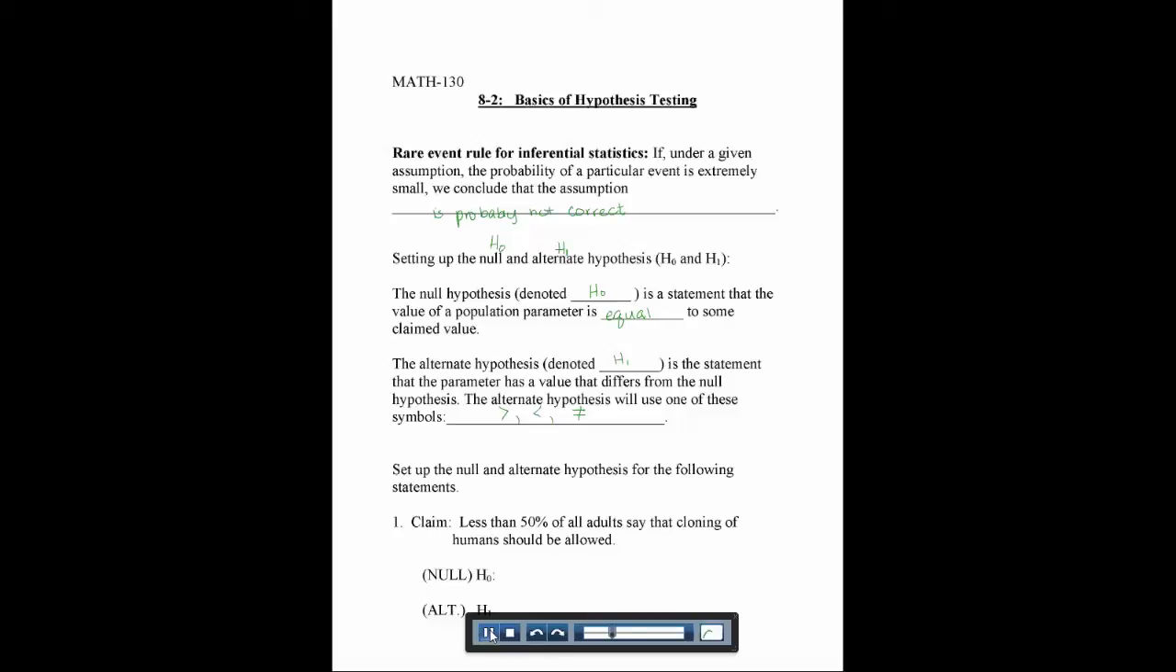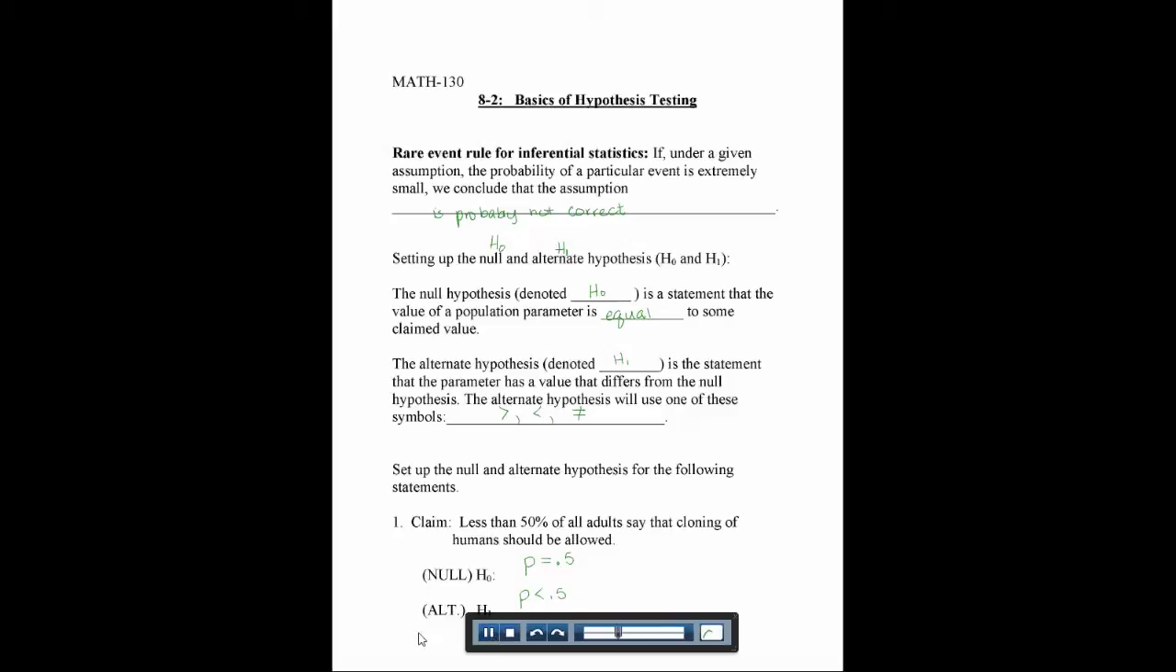The first claim is that less than 50% of all adults say that cloning of humans should be allowed. Now, this is a proportion, so we'll use the letter P. And it's a less than. So our alternate is going to be P is less than 0.5. The proportion of adults is less than 50%. And then our null is always P is equal to 0.5. We use an equals. Since the claim had a less than, we make that the alternate. And then we use that same statement, but with an equals for our null hypothesis.